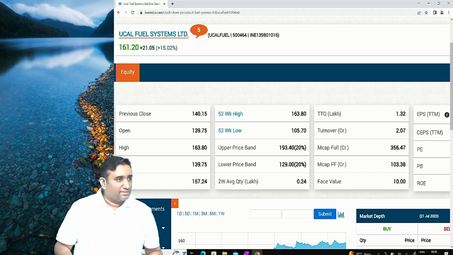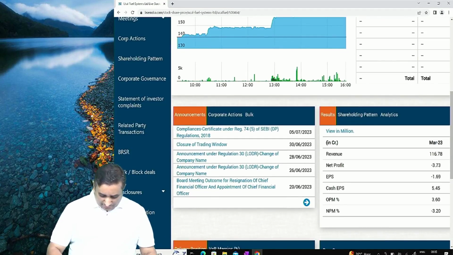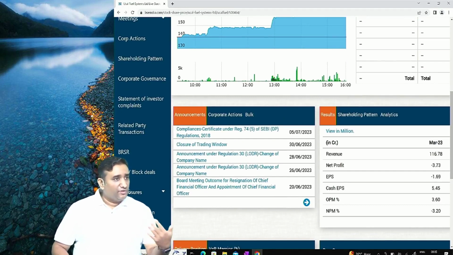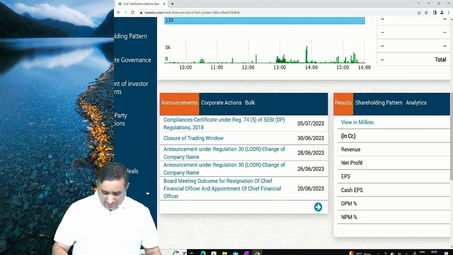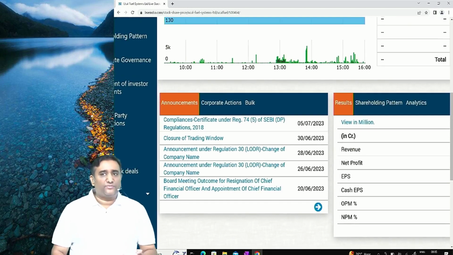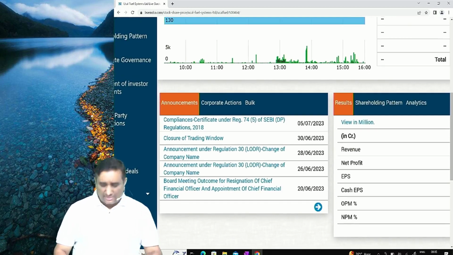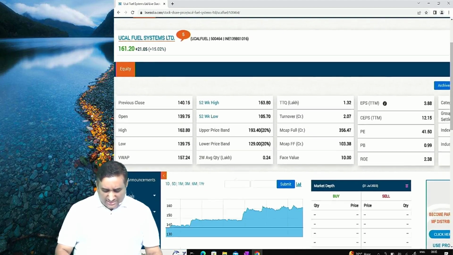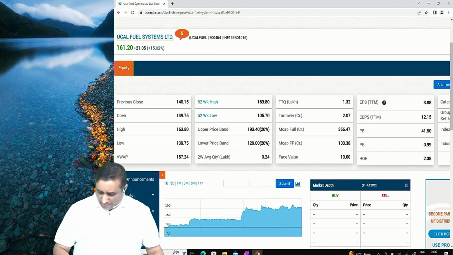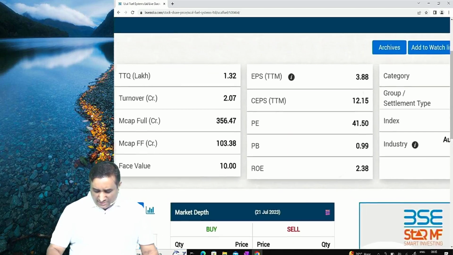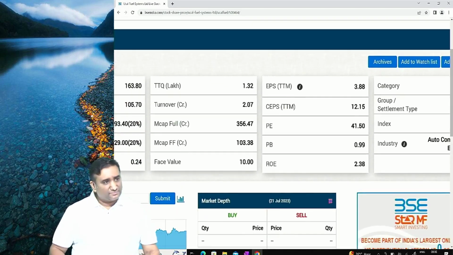We do not know what the reason is. Has any news come by chance? Let me see. No news has come. In fact, if you want to see why it has moved up, first is the official website. This is BSE, any announcement will come. The last announcement came on 5th July, that means nothing has come. There could be some anticipation happening, or maybe it was an undervalued company. And look at this, after increasing also, what is the price to book value ratio?